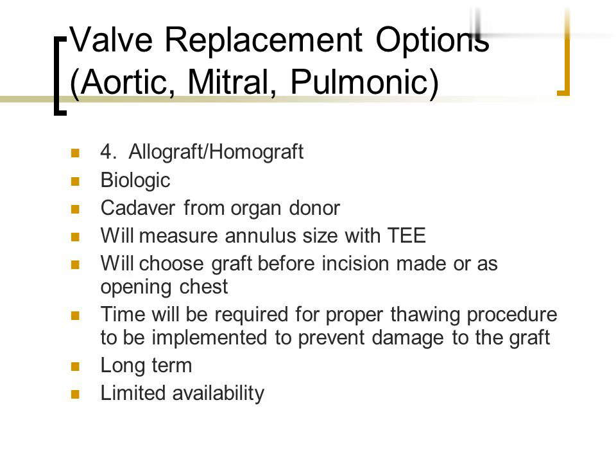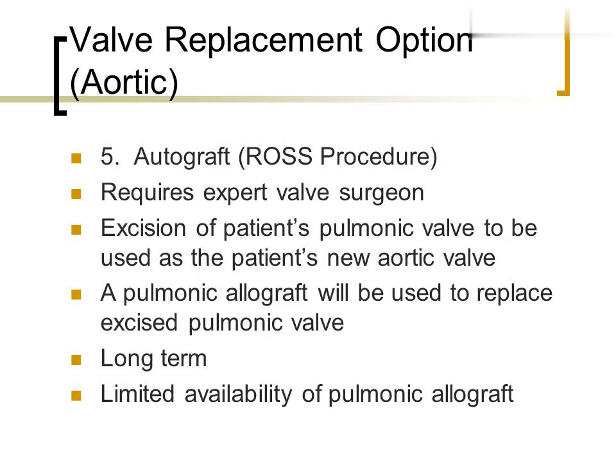Valve replacement options, aortic, mitral, pulmonic. 4. Allograft/homograft. Biologic. Cadaver from organ donor. Will measure annulus size with TEE. Will choose graft before incision is made or as opening chest. Time will be required for proper thawing procedure to be implemented to prevent damage to the graft. Long-term. Limited availability.